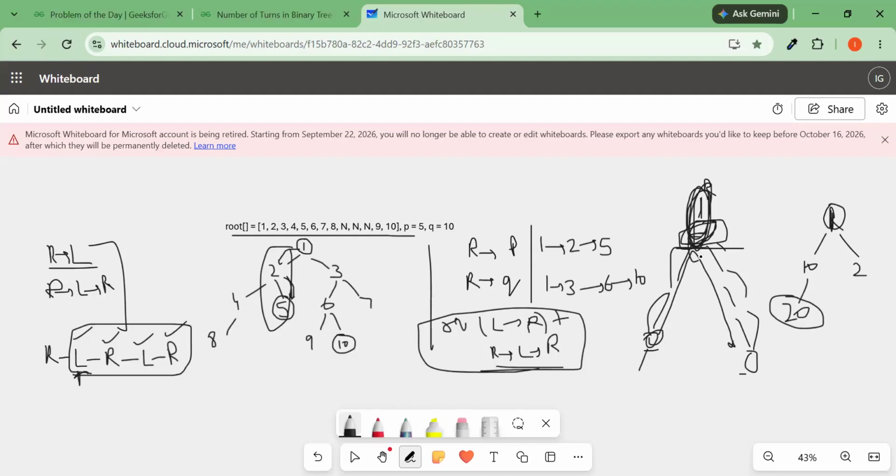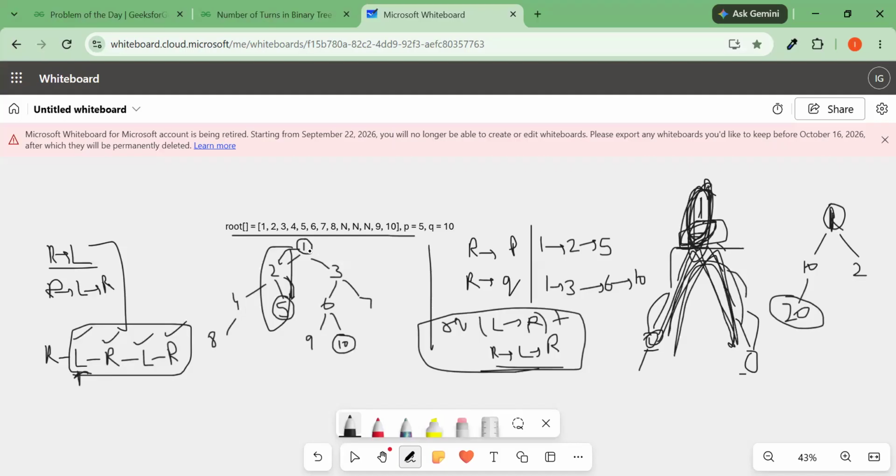Okay, we don't need that, right? Because these are the common nodes, and from the root to the LCA, this is the common path that we are traversing in both of the use cases. There is no point in going into that. So we will remove this, and we will just take into consideration this path. That is the varying path that will give us the number of turns. Okay, so I hope you understand the problem.